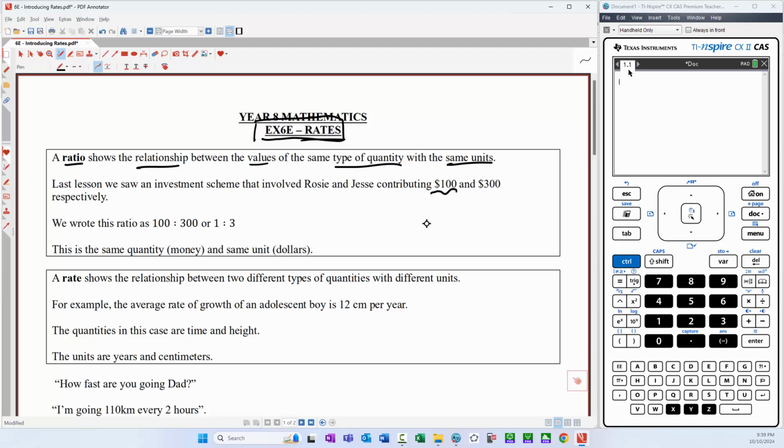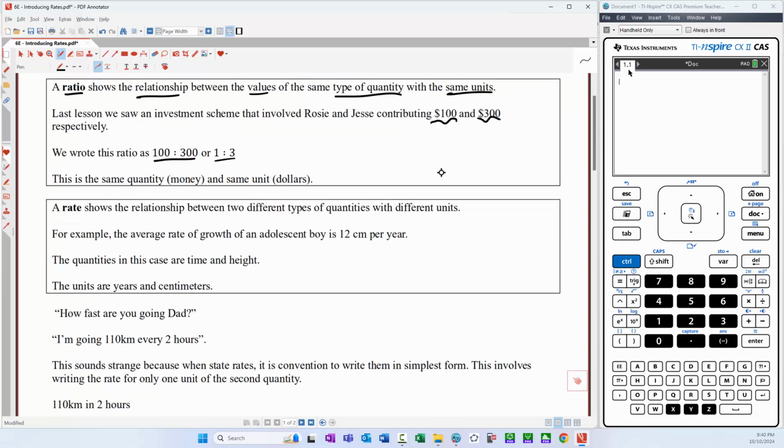Rosie contributed $100 and Jesse contributed $300. Remember, we wrote that as a ratio, and we're allowed to write that as a ratio because it's the same quantity, the money. And really importantly, it's the same unit. They're both in dollars, not one in cents and one in dollars. So recall we wrote that as 100 to 300 or just 1 to 3. That's what ratios are: same type of quantity with the same units.